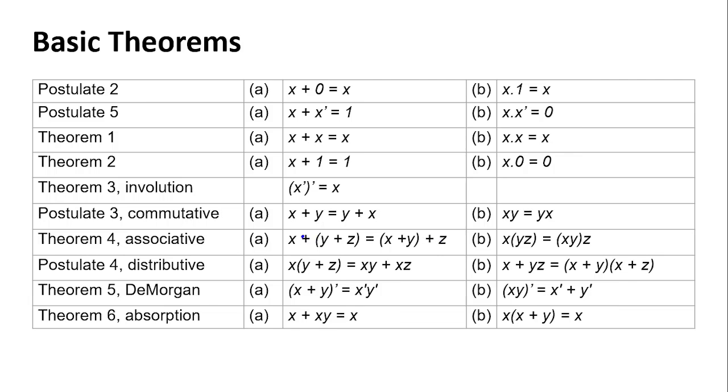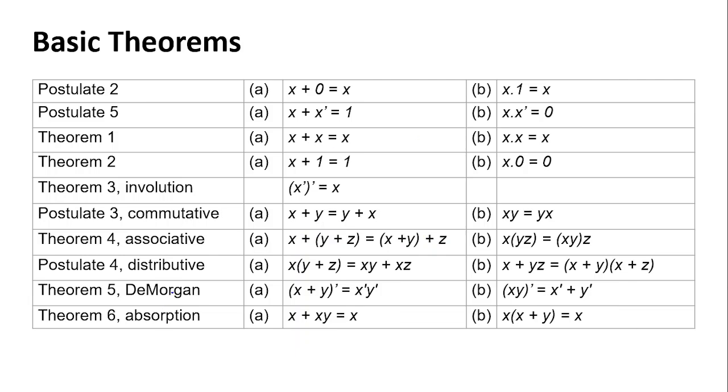Now how do we get the dual out of it? Replace every plus with the dot, and there is no 1 and 0, so there is no need to replace them. So what you get is x dot (y dot z) is equal to (x dot y) dot z.